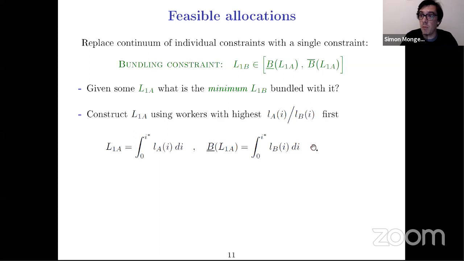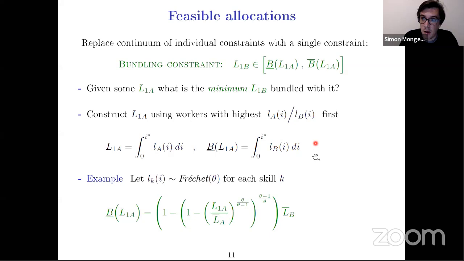Under certain functional form assumptions about the distribution of skills, because we don't have any mass points, we can actually write this thing down in closed form and get a function out of it, which is continuously differentiable, which makes it great to stick into the planner's problem. So if we let these skills be independent draws from a Fréchet, where theta is controlling the tail parameter, so independent draws for each skill k, we can write this thing down in closed form. And I'm going to use this particular functional form to make the figures as I go along.